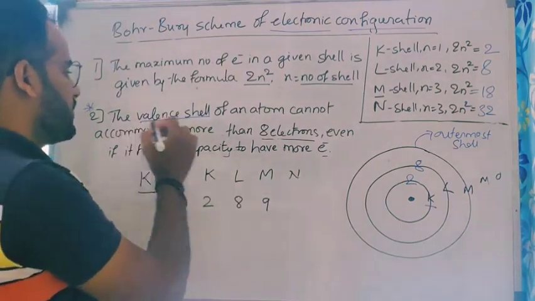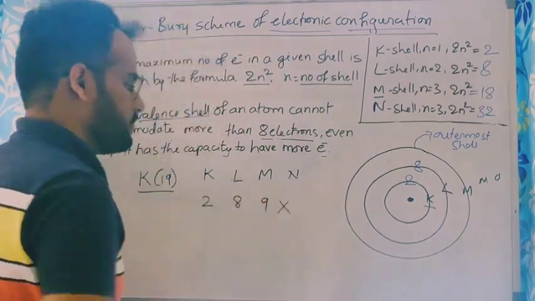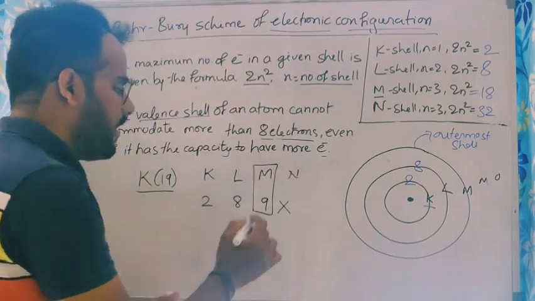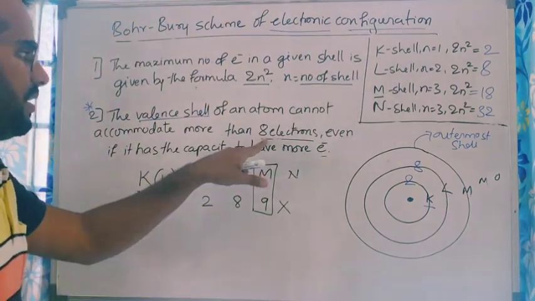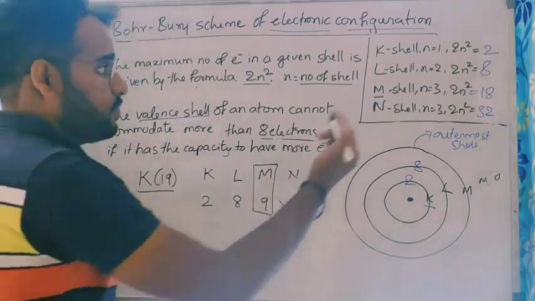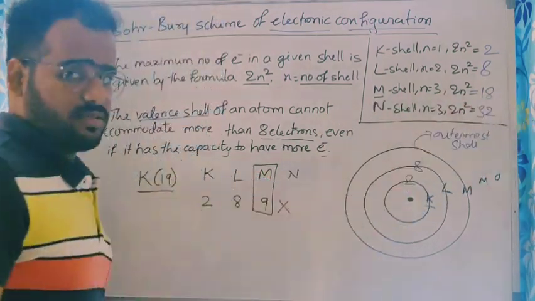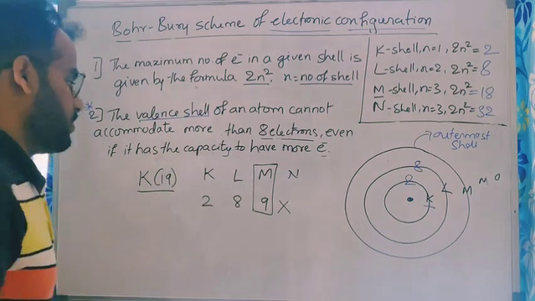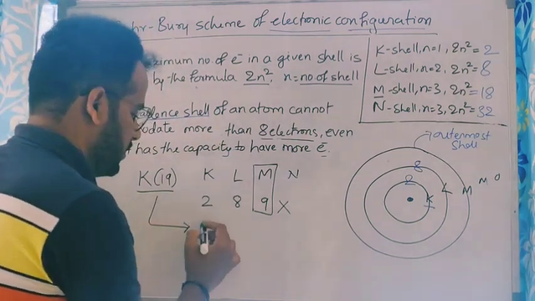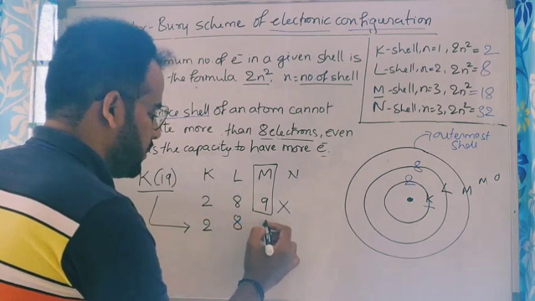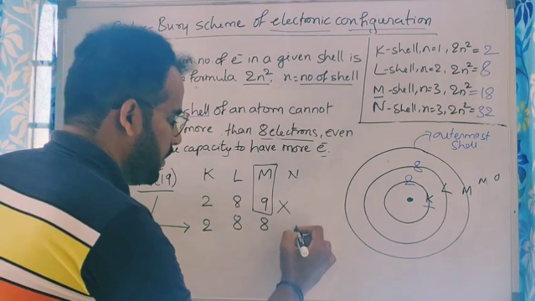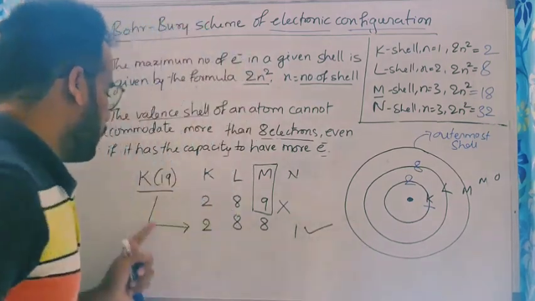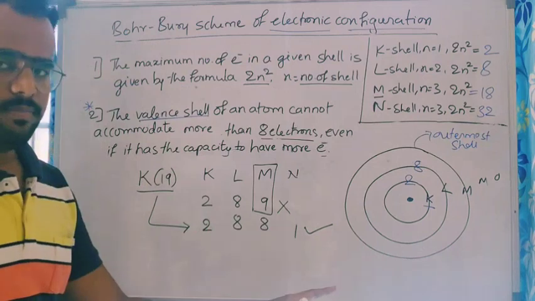But according to the second rule, this is not correct. Because now the M is the valence shell, and valence shell cannot accommodate more than 8 electrons. Even if you see M can have 18 electrons, its capacity, but since it is valence shell, it cannot have more than 8. So the correct electronic configuration for this will be 2, 8, 8, and then N shell will have 1 electron. So therefore for potassium it is 2, 8, 8, 1.